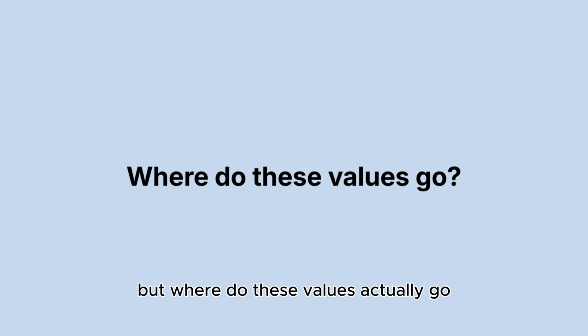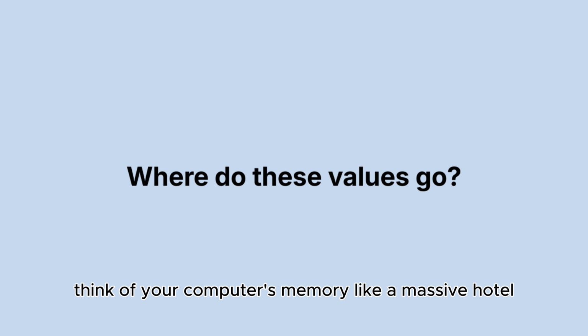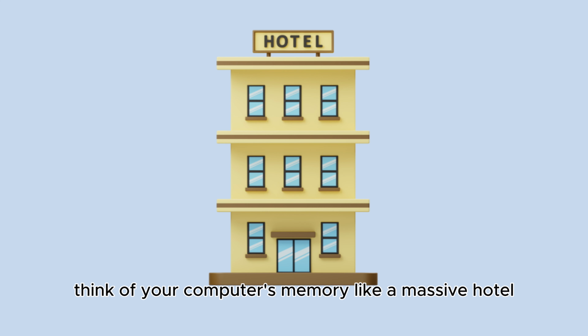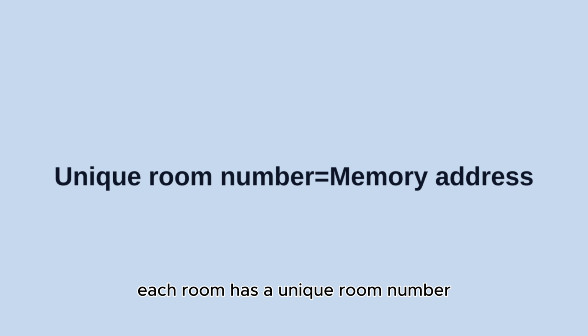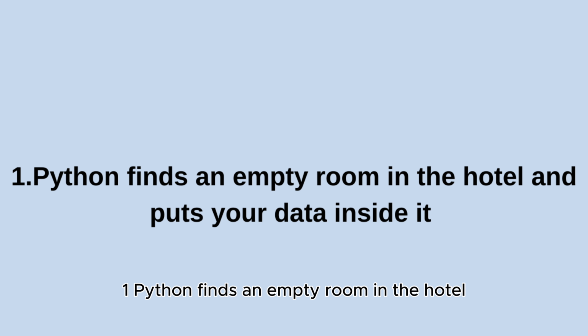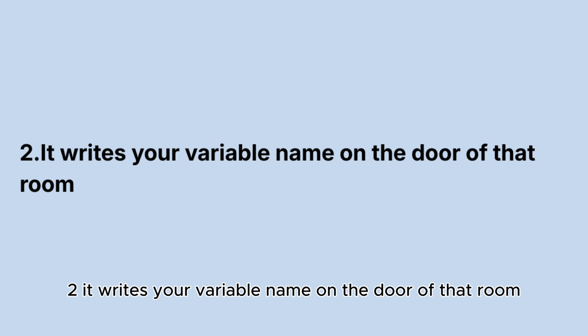But where do these values actually go? They live in your computer's RAM or memory. Think of your computer's memory like a massive hotel with millions of tiny rooms. Each room has a unique room number, which programmers call a memory address. When you create a variable, two things happen. One, Python finds an empty room in the hotel and puts your data inside it. Two, it writes your variable name on the door of that room.